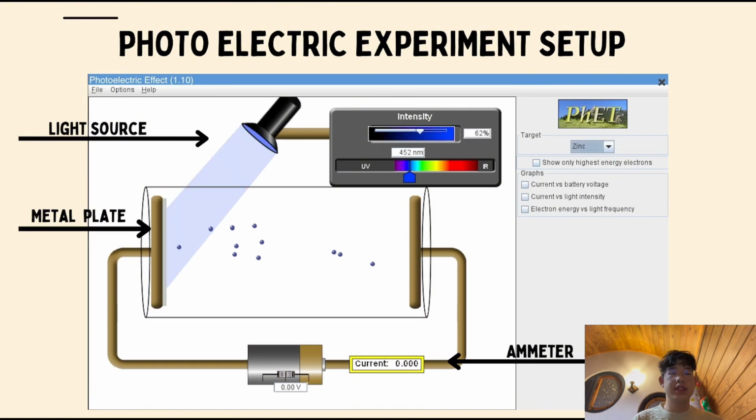So let's use the simulation to observe the basic setup and how the light interacts with the metal. First, the light will flash onto the metal surface, in this case sodium, and the electrons will bounce off with kinetic energy, as you can see in the simulation.